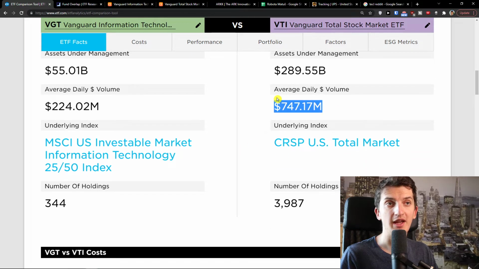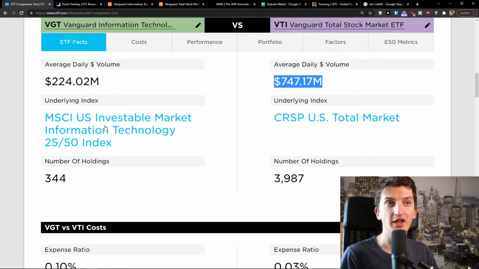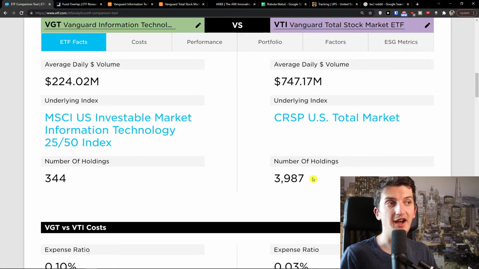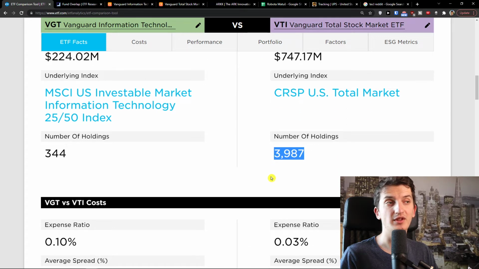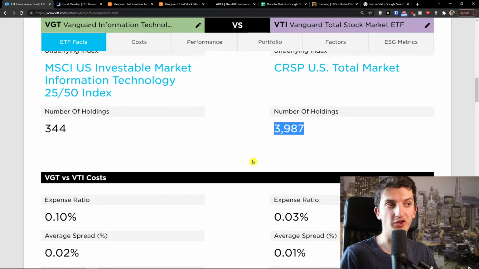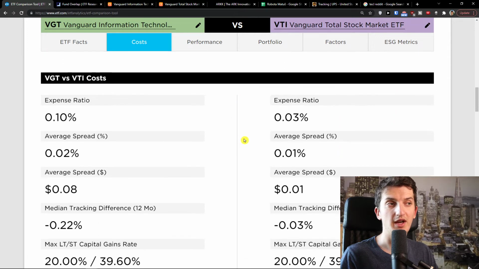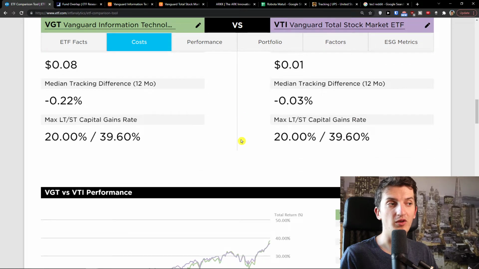When we go further, you see that assets under management are much higher in VTI, and so is the average daily volume. Then when you look at the index, you see that the underlying index for VGT is information technology, and we will get to it, and I will also show the holdings, which are really important. And US total market for VTI, with nearly 4,000 holdings. So that means that the diversification is pretty huge here. These two stats are really important, because right now I'm going to show you all the holdings.